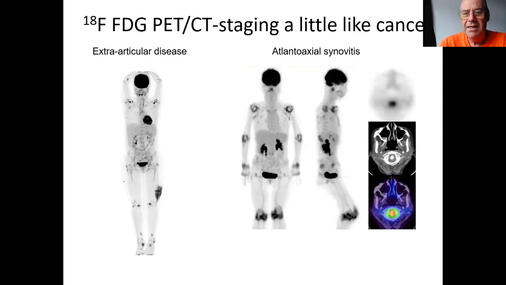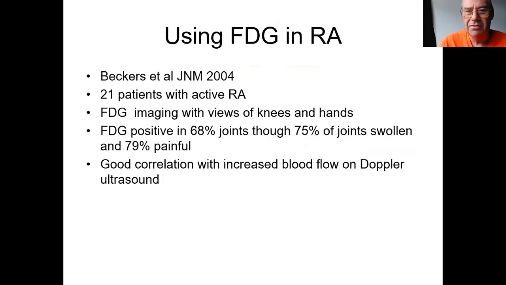There is also uptake in the neck, and the SPECT CT showed this was at the junction of the odontoid peg in C1. This is quite dangerous because that odontoid peg can fracture and result in destruction of the spinal cord at that level, which is fatal. There are some papers on this, again showing a fairly good correlation between FDG uptake and joint swelling and pain. But joint swelling and pain can be due to post-inflammatory damage, so it's not really looking at the same thing.